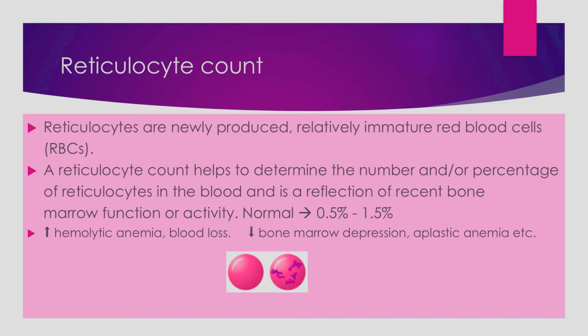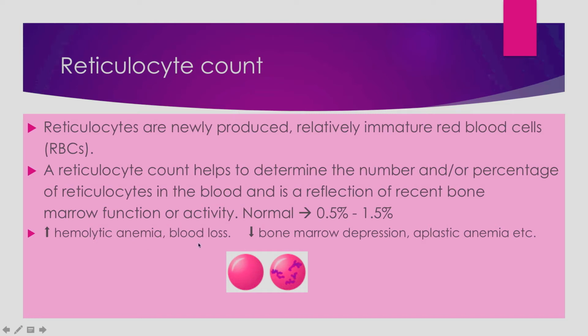So first is the reticulocyte count. We know that reticulocytes are the immature RBCs which are produced within the bone marrow, and if the number of these reticulocytes is increased in the blood, that is a reflection of bone marrow function or activity. So that means the bone marrow activity is increased. The normal percentage of reticulocytes in the blood is 0.5% to 1.5%, but they are increased in hemolytic anemia because the body requires more RBCs. So the number of immature RBCs in the blood will increase from this percentage in hemolytic anemia.